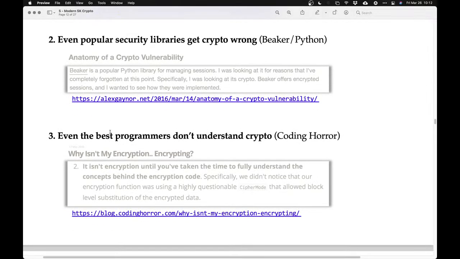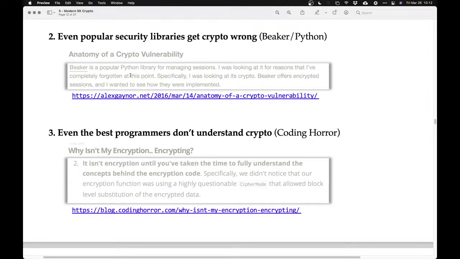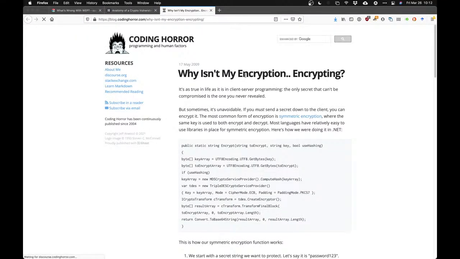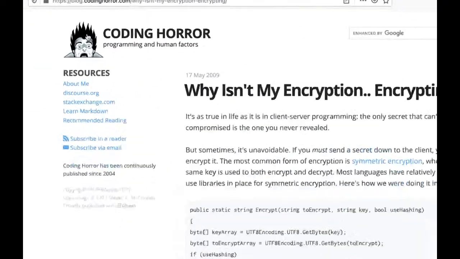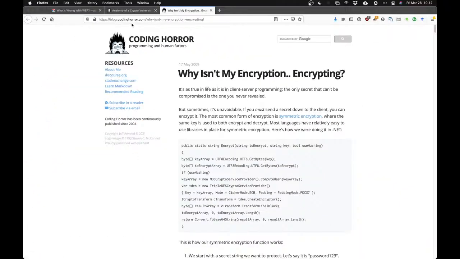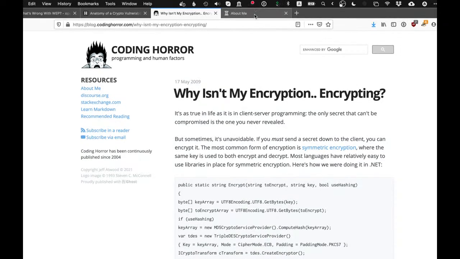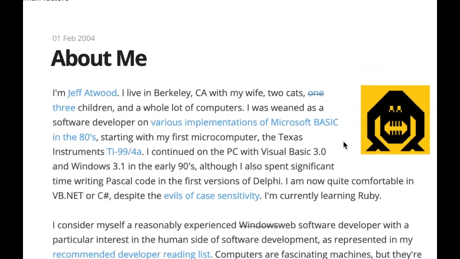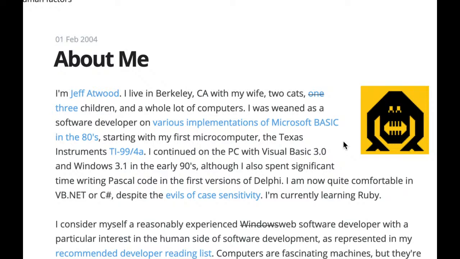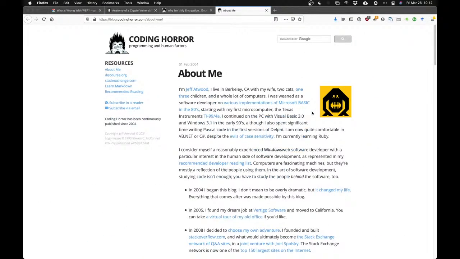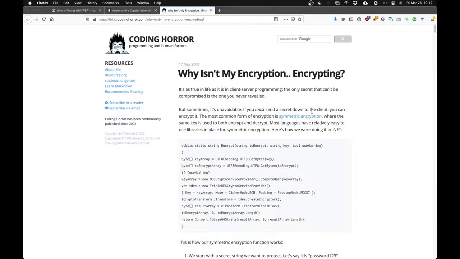And it's not just average programmers getting it wrong. Some of the best programmers get it wrong. This is a blog by, anybody know who this guy is? Coding Horror? We saw this before one time. About Me. Who is this dude? Jeff Atwood, lives in Berkeley. Oh, I was just in Berkeley. Yes, this is the guy who created Stack Overflow. So you would think he knows everything, right?